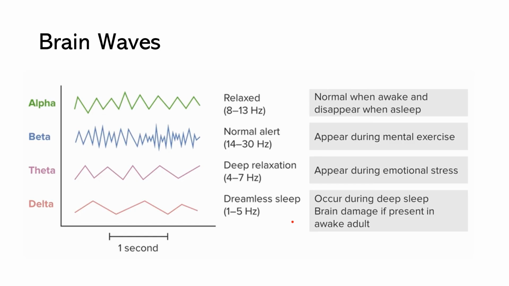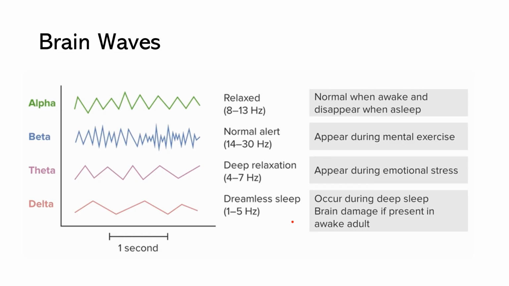When you are undergoing some type of mental exercise, like, I don't know, taking a test or trying to figure out a complex problem, the brain will exhibit beta waves. These waves are a little larger than the alpha waves. They're 14 to 30 hertz. The next type of wave is the theta wave. These are going to appear when you're in emotional stress, and these are smaller than our alpha waves. They're only 4 to 7 hertz.